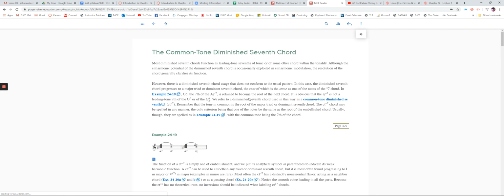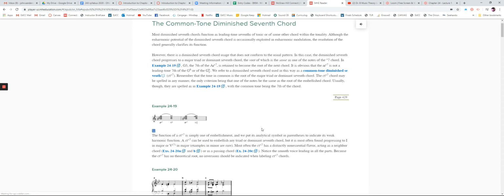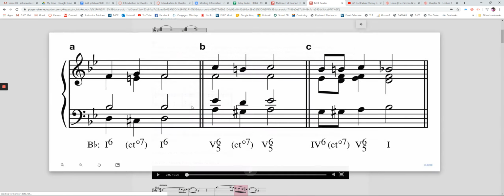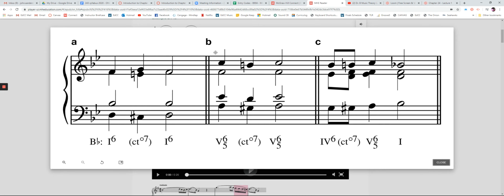All righty, common tone diminished seventh. That's our last chord for chapter 24. And here's the deal. Oh shoot. Can I look at this one? There we go. The deal is, let's look at this first one. Really straightforward. We're in the key of B flat.